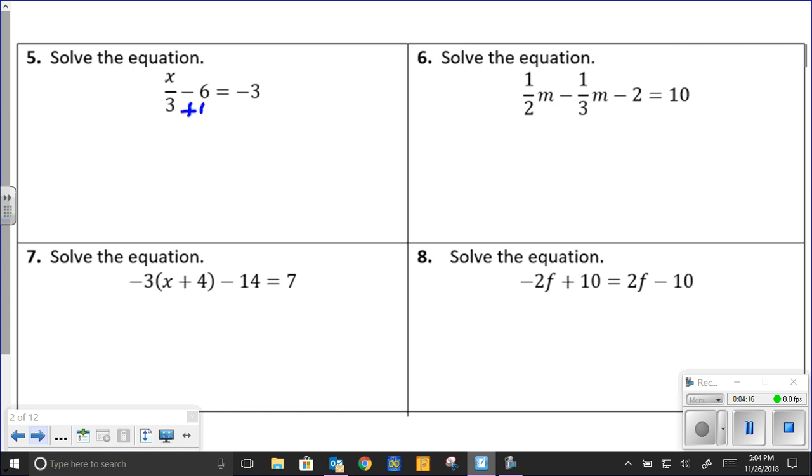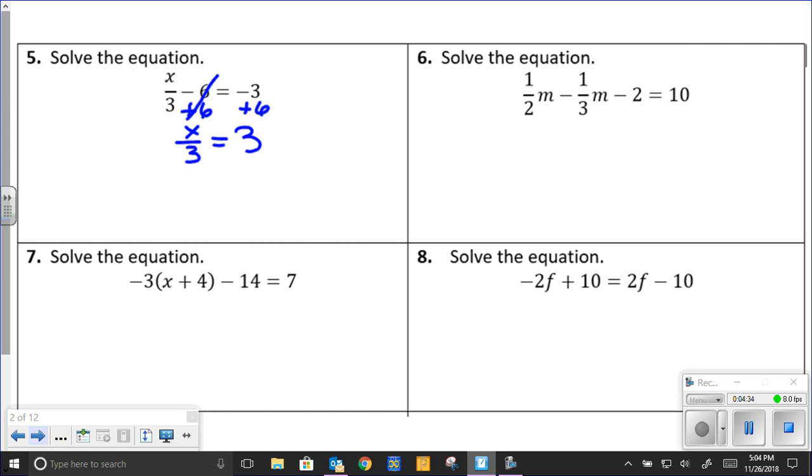Because all I'm going to do is get rid of my 6 to begin with. Remember, I'm getting rid of anything that's alone, that's not with a variable. X over 3, the 3 is kind of with the x, so this is alone, it's gone. So I have x over 3, or x divided by 3, is equal to 3, because negative 3 plus 6 is 3.